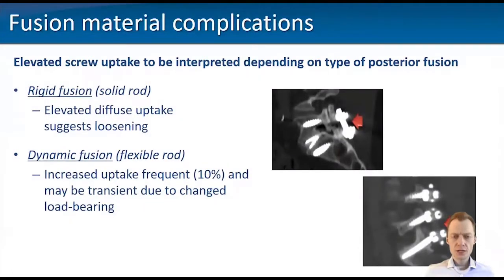it would indicate movement. On the other hand, in patients who receive a dynamic fusion where flexible rods are being used, as illustrated on the lower half of this slide, where you can see that a low density material is in fact used to connect different screws, this is a different story altogether, because this is not a fixed construct. It is designed to allow some movement, and therefore increased uptake along the screws in these constructs is frequent, up to 10%, and it can even be transient due to the changes in the load bearing. So any uptake in such a construct would not be immediately suspicious for loosening.